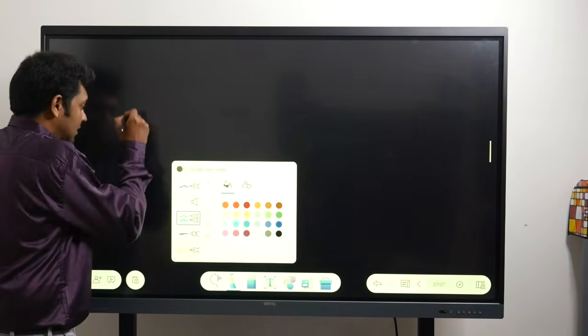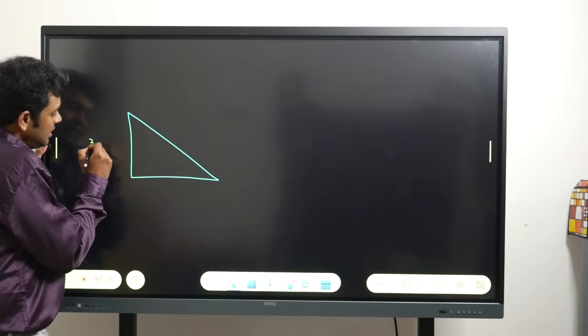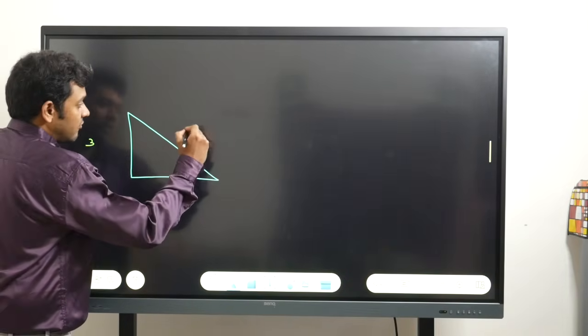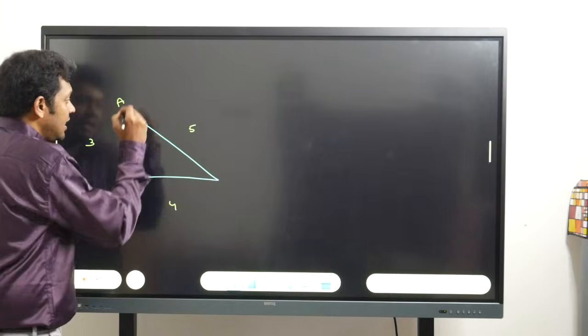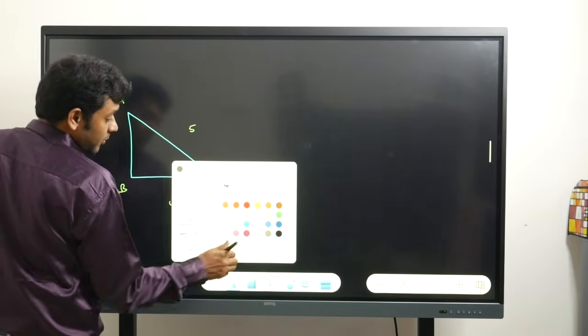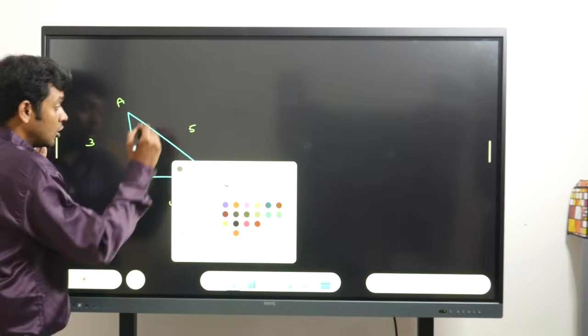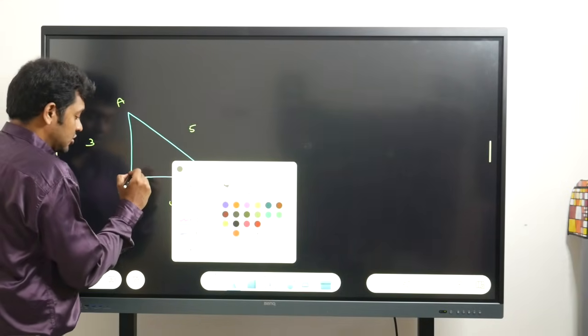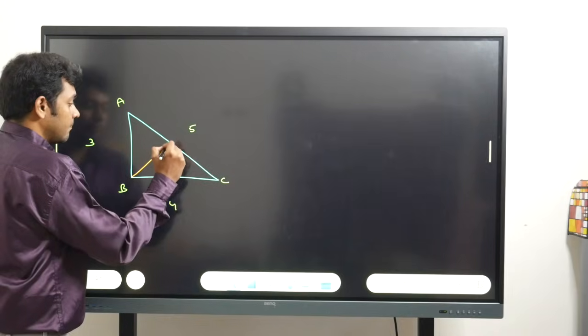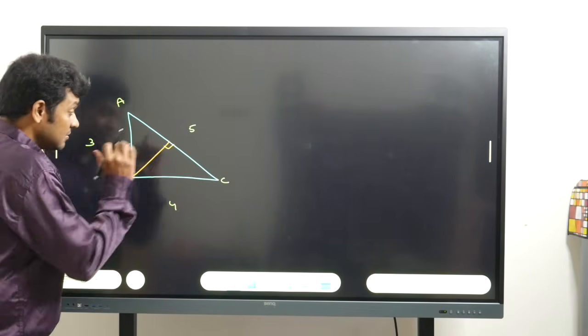Let me take this right angle triangle, 3, 4, 5. Triangle ABC. I want you to find the length of the perpendicular dropped to the hypotenuse of the right angle triangle. This length. I have to find this particular length.